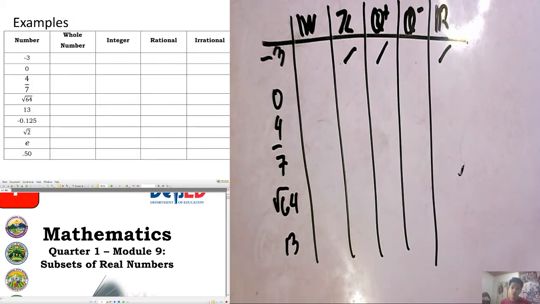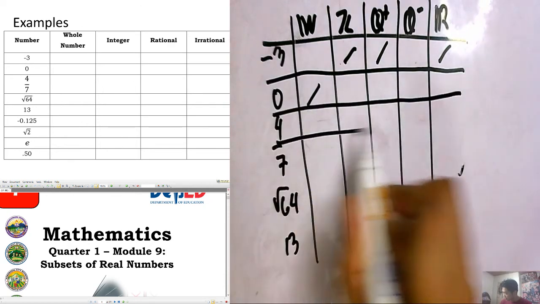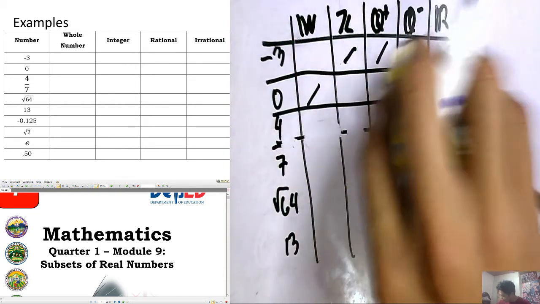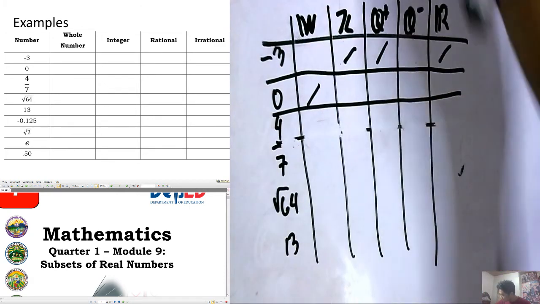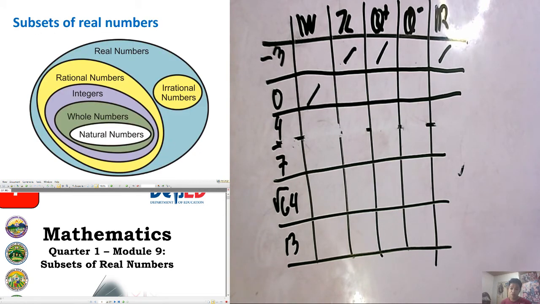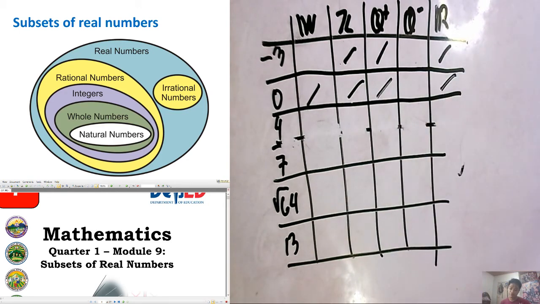Next, 0. 0 is part of the whole numbers, so we check whole number. Allow me to box it so that we could make it a table. So 0 is a whole number. Let's go back to our figure. A whole number can also be an integer, so we could check integer because 0 is part of the integers. At the same time, an integer can also be a rational number because it has the invisible 1. And at the same time, it is always a real number. Okay, next.